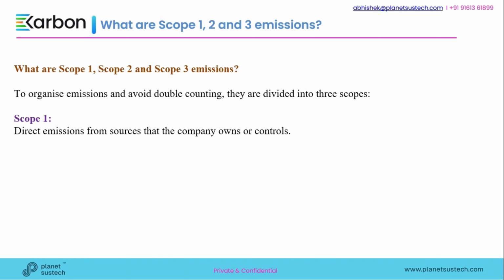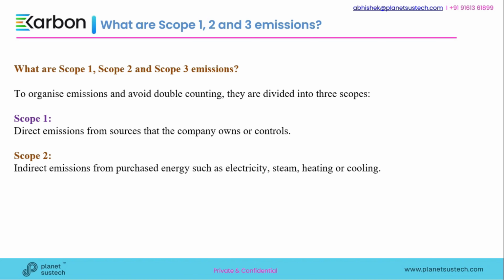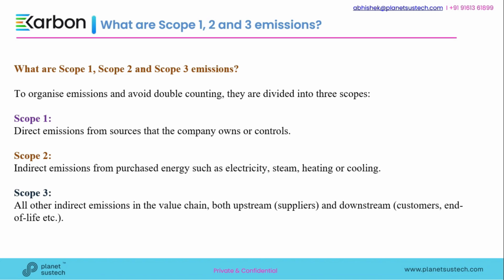Scope 1. Direct emissions from sources that the company owns or controls. Scope 2. Indirect emissions from purchased energy such as electricity, steam, heating or cooling. Scope 3. All other indirect emissions in the value chain, both upstream, suppliers, and downstream, customers, end of life, etc.